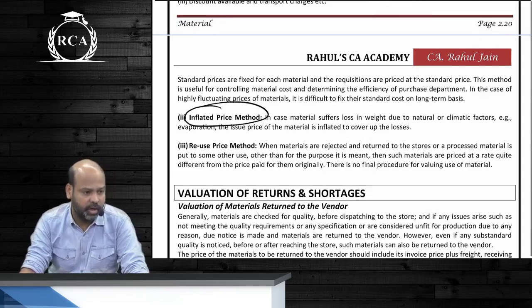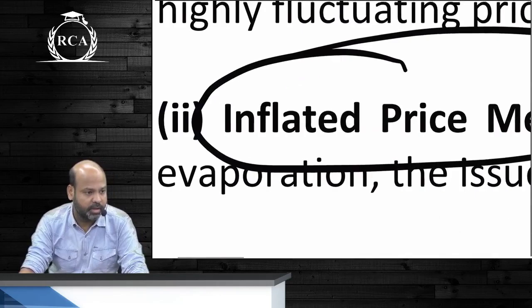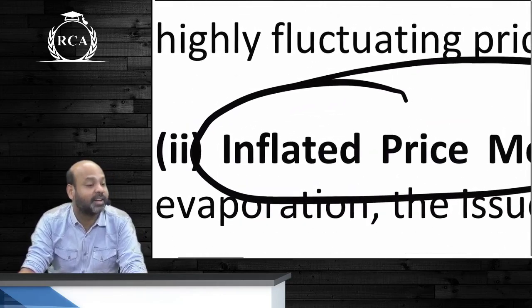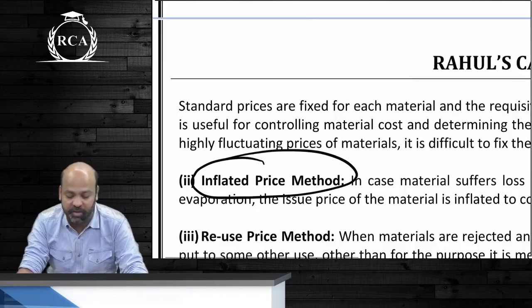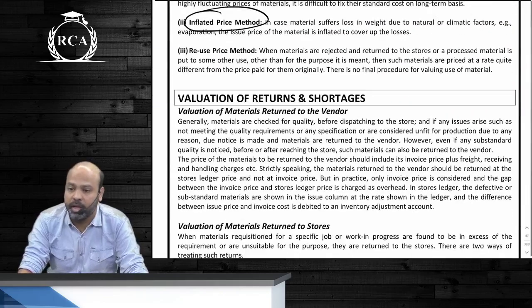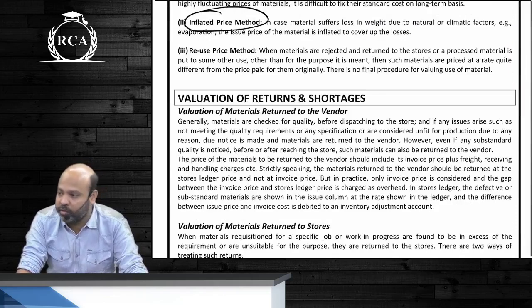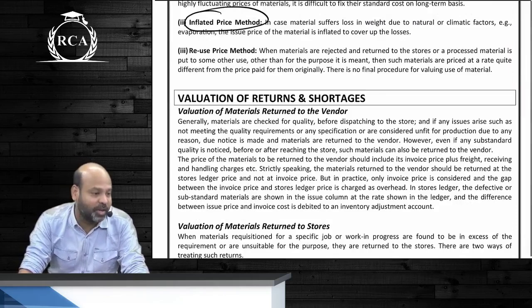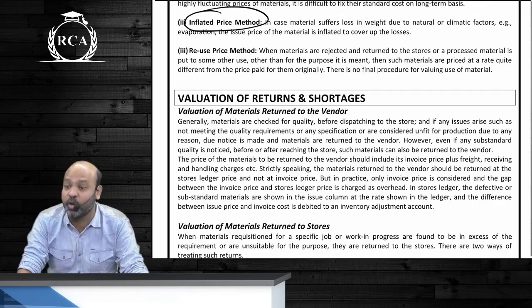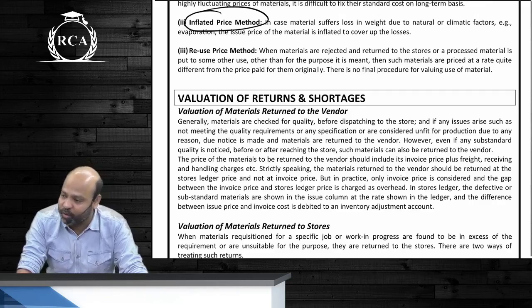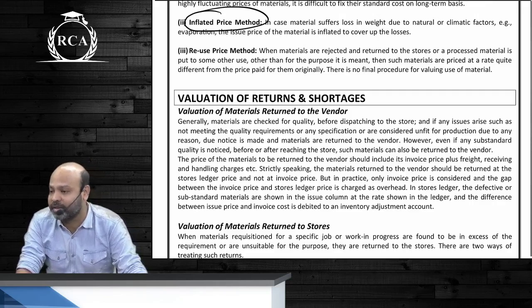Why do we record it at an increased price? Inflationary situations. Incorrect, guys. In case there are normal losses expected, you will have to include the cost of that normal loss in the cost of the remaining good units. Are you not inflating the price of the remaining good units? Usko bolte hai inflated price method.